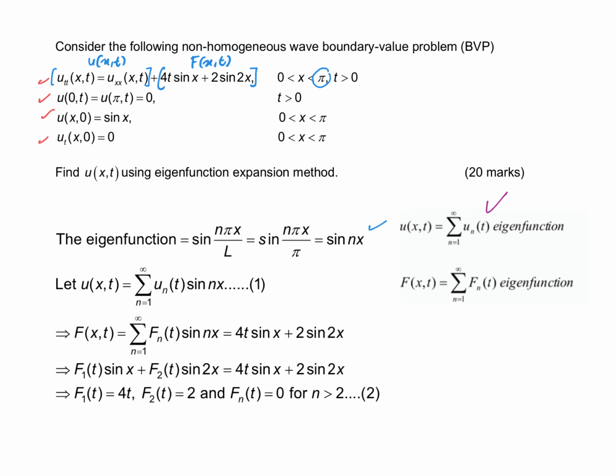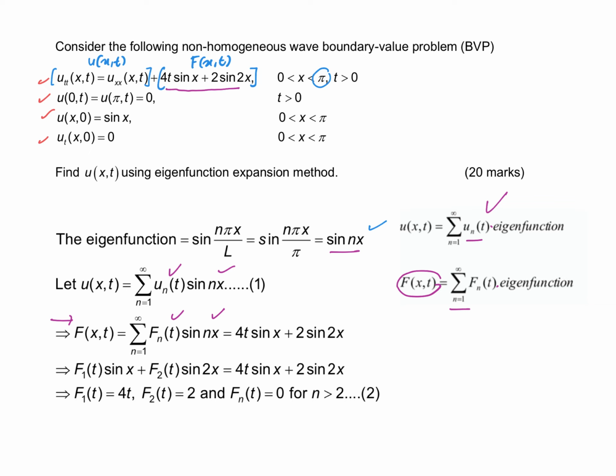So we have the summation of u_n(t) times the eigenfunction. So this one is our u_n(t), and our eigenfunction is sin(nx). So this one is our F(x,t), where we have the summation of f_n(t) times the eigenfunction. So f_n(t) times the eigenfunction is equal to F(x,t). Our F(x,t) in the PDE is 4t sin x plus 2 sin 2x.